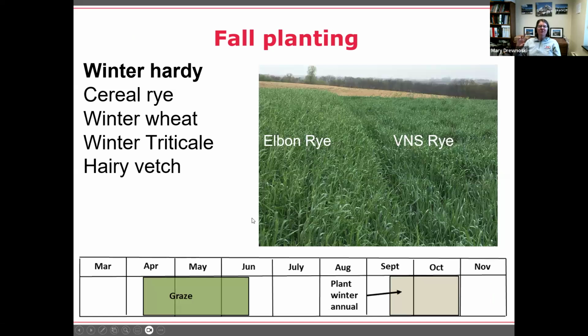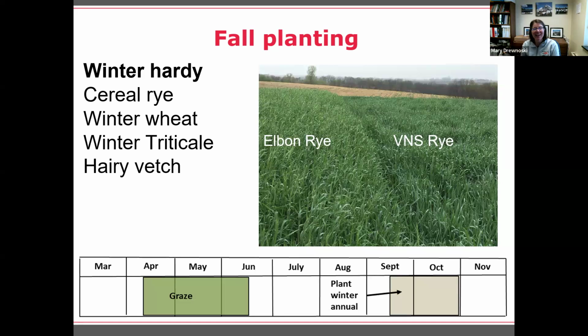Okay, so now I wanted to spend a few minutes and talk about some of the individual classes and just give you a picture of what they look like. So the first class we're talking about is these winter hardy species like cereal rye, winter wheat, winter triticale. And then really there's not a lot of really great overwintering legumes. Hairy vetch is one that will overwinter quite consistently in Nebraska.